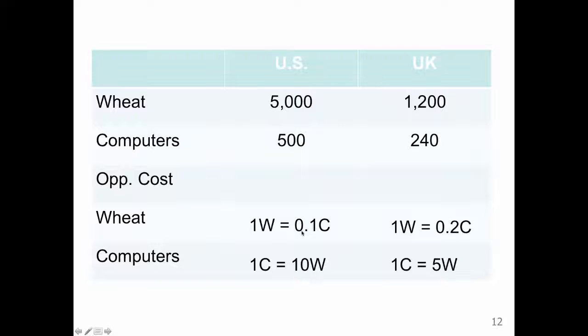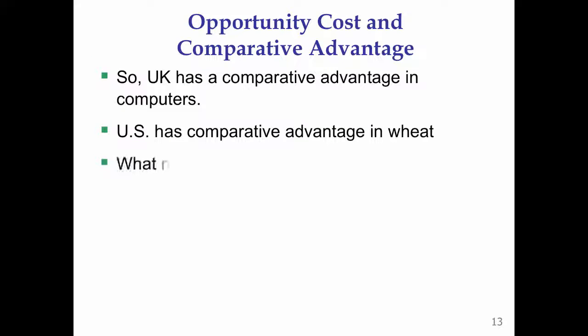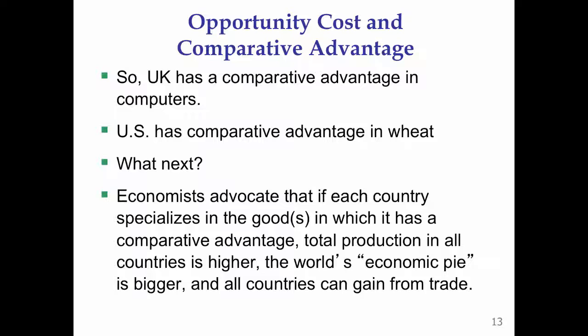That's their comparative advantage. And for computers, you'll see the UK has the lower opportunity cost, 5 tons of wheat compared to 10 in the US. So that's the UK's comparative advantage. So in terms of comparative advantage, the US has the comparative advantage in producing wheat, and the UK has the comparative advantage in producing computers. So what we're going to say is that's what they should specialize in. And so that's what we're going to advocate.